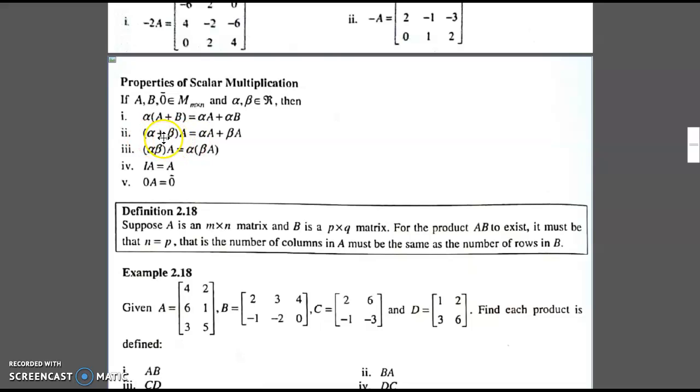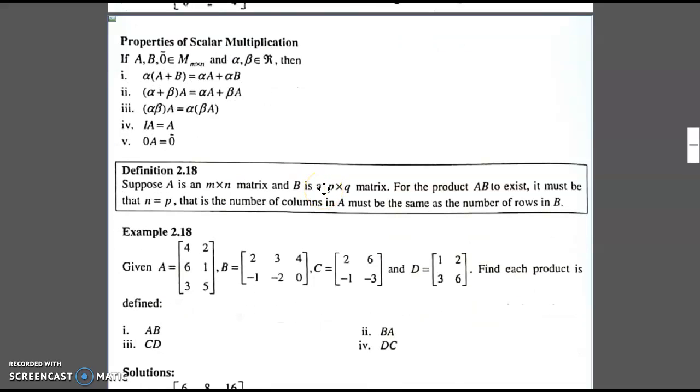For this one you have two different scalars, two different values. The first scalar times the second scalar, and then times the matrix, is the same as the first scalar times the second scalar times the matrix. Identity times the matrix gives you the matrix itself, and zero matrix times the matrix gives you a zero matrix. Okay, that is for scalar multiplication.